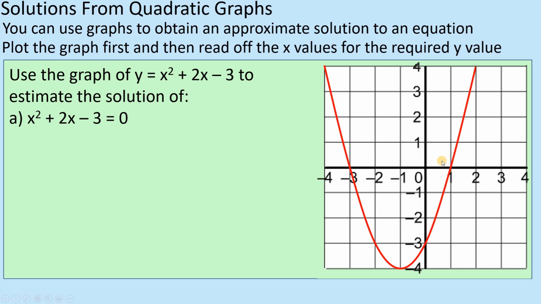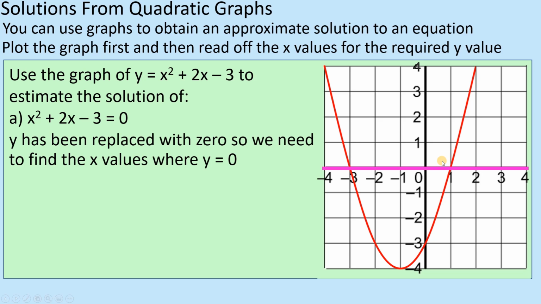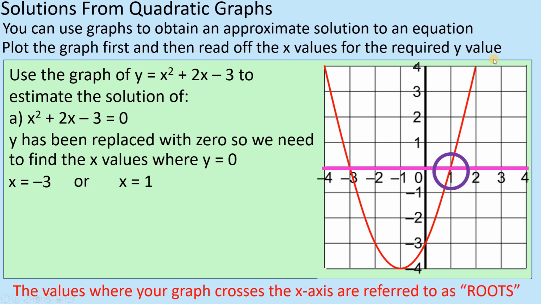So these two numbers here are going to be my two solutions. You can see my line drawn there where my y value, my height, is 0, and those two numbers are my two solutions to that specific question, x squared plus 2x minus 3. Where it crosses the x-axis, these are sometimes called the roots. So if you're asked to find the roots of a quadratic, it's these two numbers that you just worked out where it equals 0. You can see that written at the bottom.